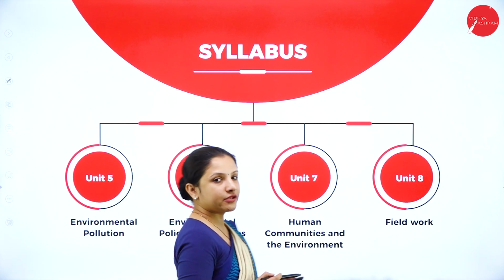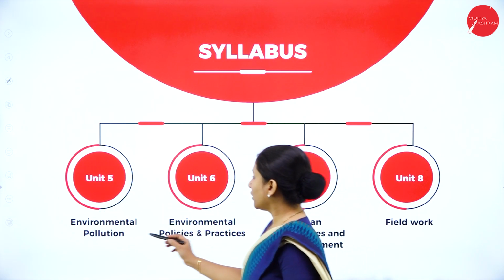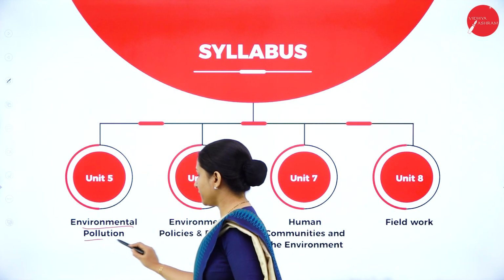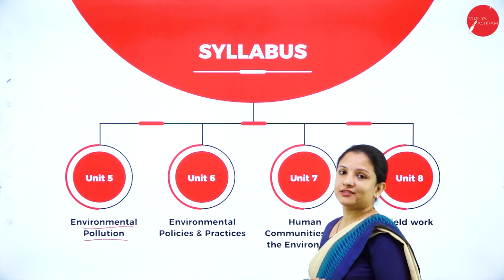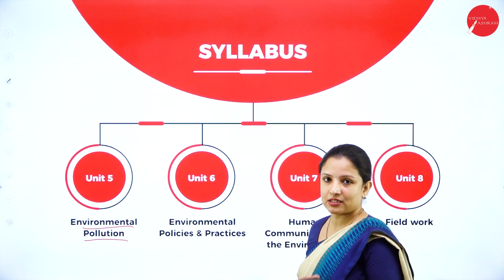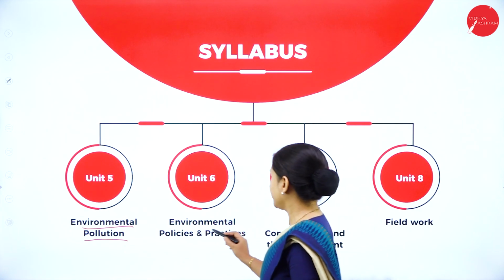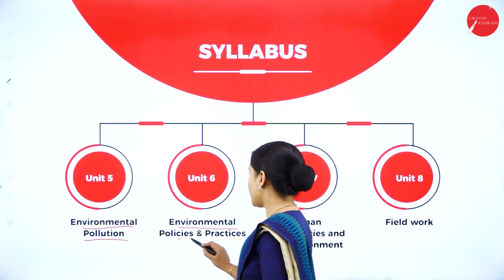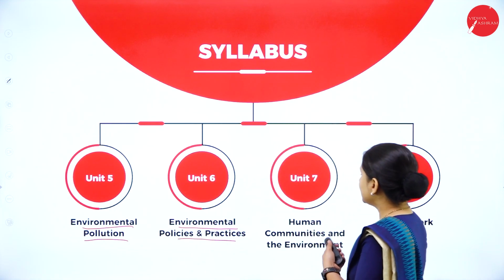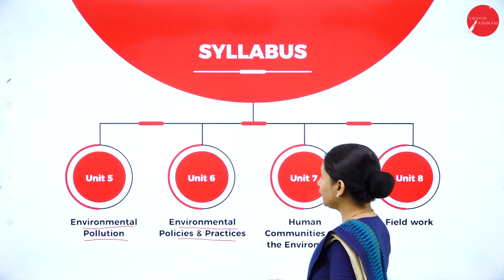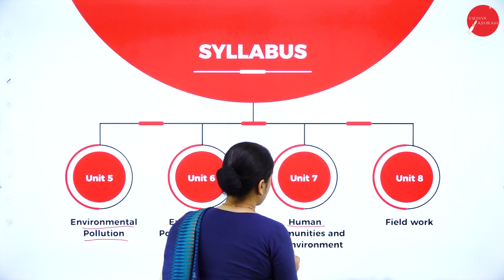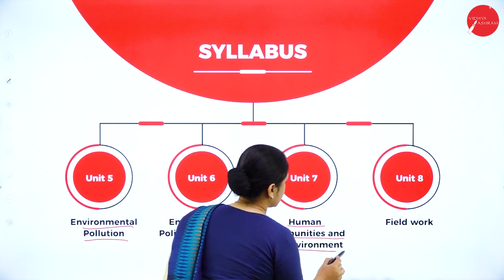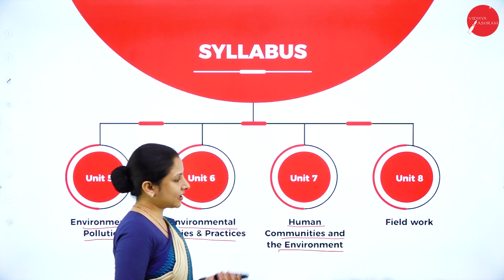So talking about unit 5, it is completely based on the pollution of the environment. And in unit 6, it is certain laws or policies and practices that have been set up to protect and safeguard the environment. That is under environmental policies and practices. Then under unit 7, there is human communities and the environment. What are our main aims and goals to maintain the environment is what we study under this.